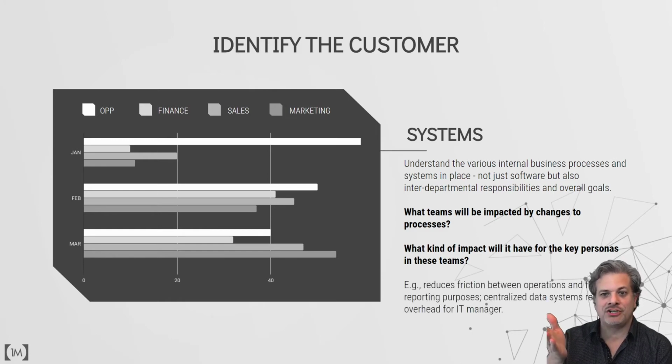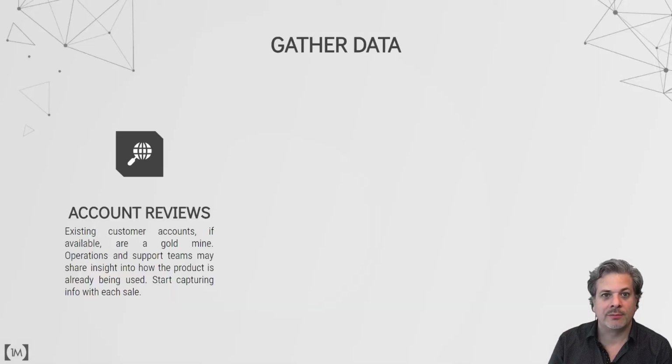Maybe it reduces the friction between operations and finance for reporting purposes, or the centralized data system helps reduce the overhead for IT managers. So it drills down. A change in their internal system is drilled down to a specific persona and even a specific person within the department, so that you can understand the overall impact as you develop your use case. If you don't have that systems and personas view, then you don't really understand the customer or what's going to be happening internally. How do you gather that data is the next question.